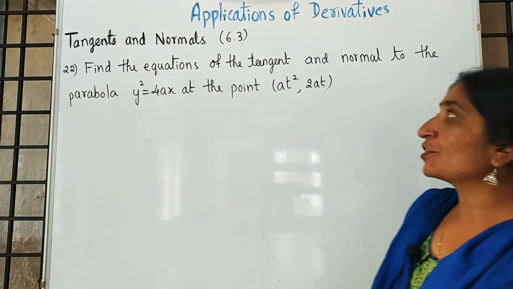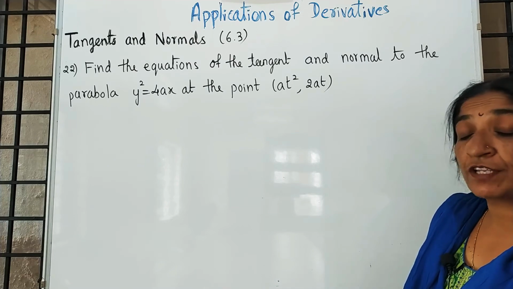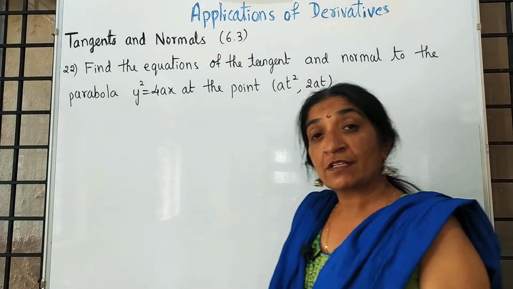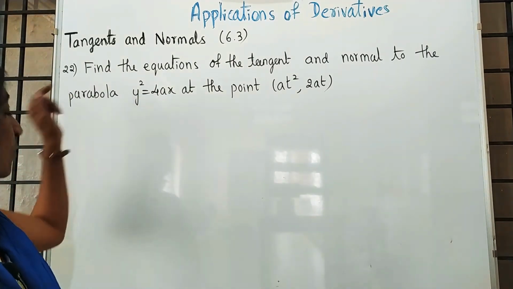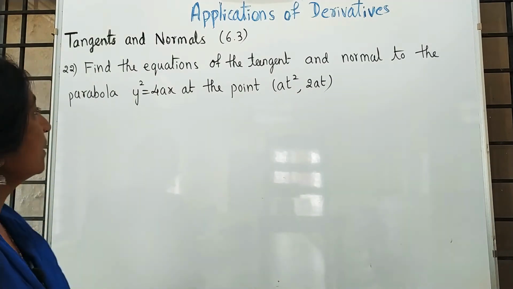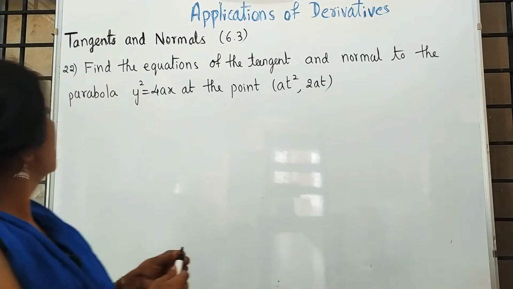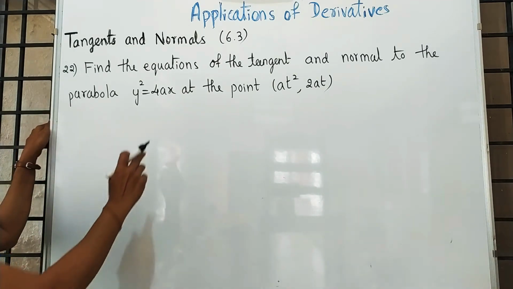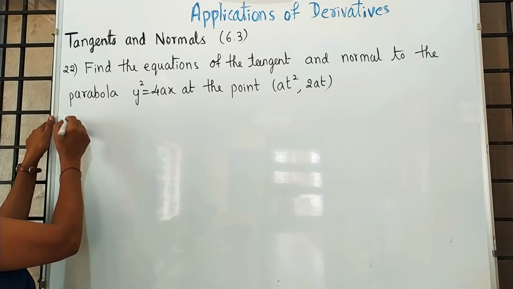So in the applications of derivatives, we started with the tangents and normals and we are doing the exercise sums in exercise 6.3. In the last class I completed question number 21. Now I am explaining the remaining questions. See here, find the equations of the tangent and normal to the parabola y square is equal to 4ax at the point a t square comma 2at.